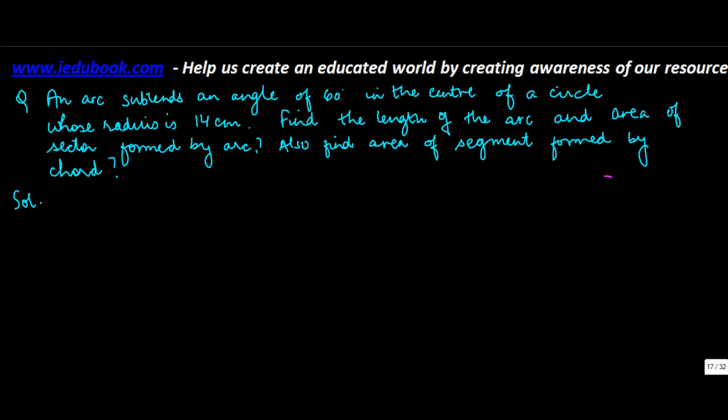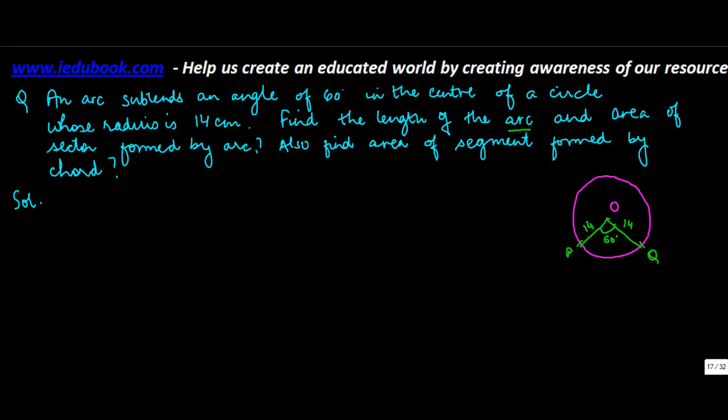Let's first draw a circle to see what all is given to us. We are given a circle with a center O, and we are told that there is an arc which subtends an angle of 60 degree in the center. Let's call this arc as PQ. So this forms an angle of 60 degree in the center of a circle whose radius is 14 centimeter. So the radius is 14.